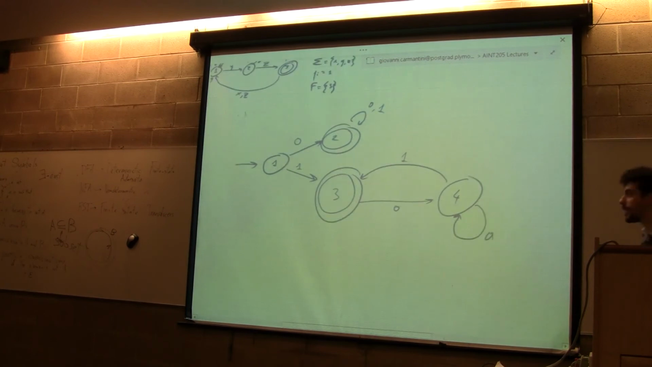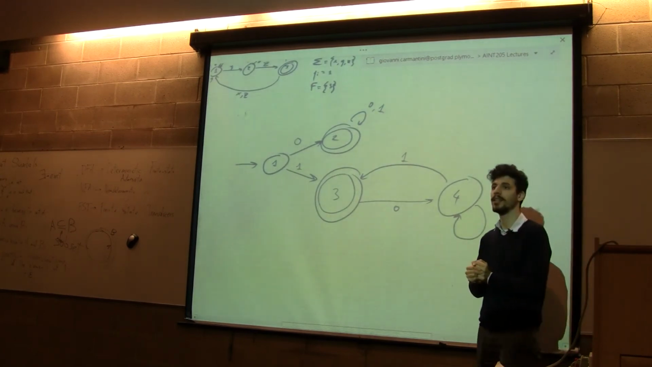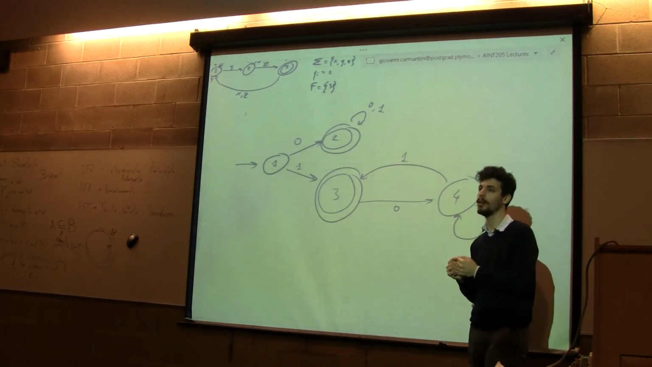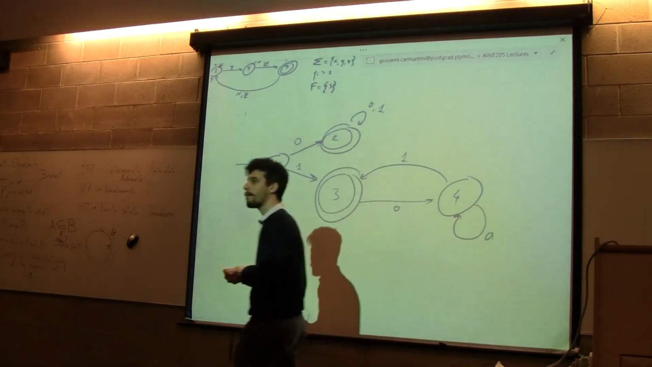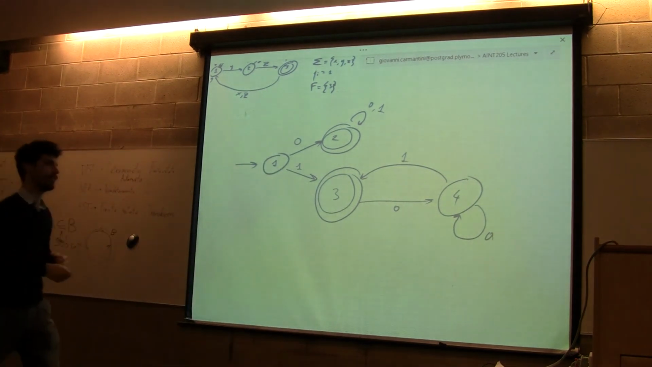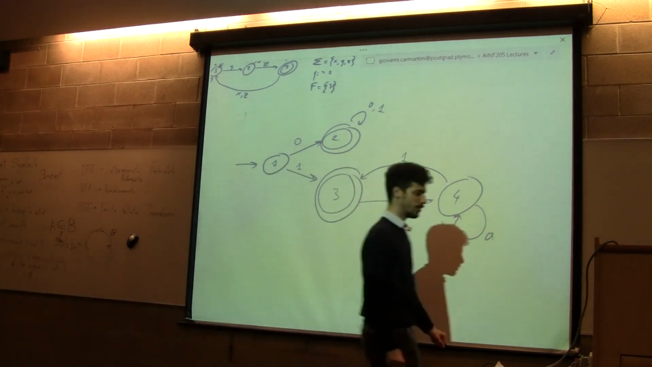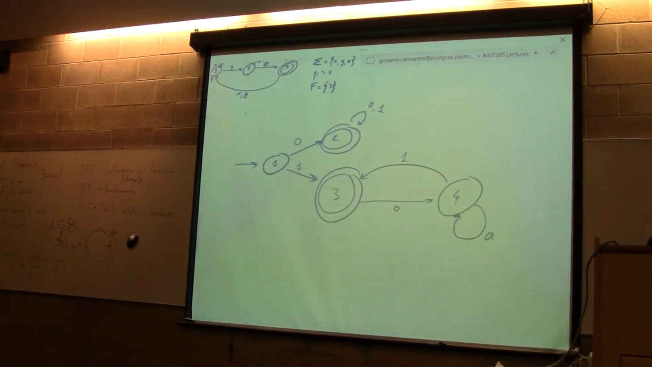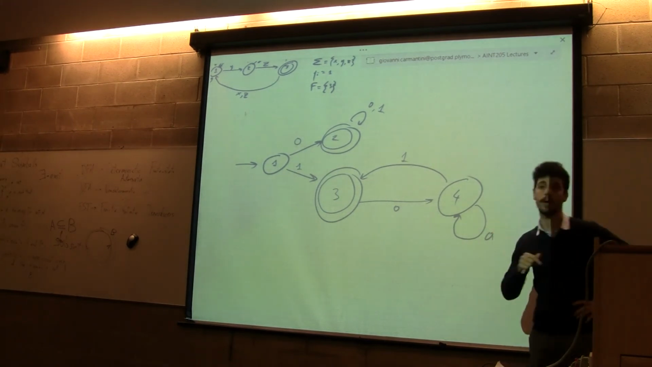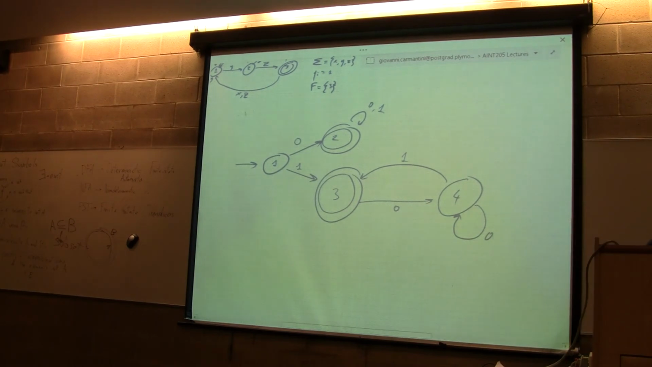So what's our initial state? 1. Exactly. What's our final state? The set of 2 and 3. Exactly. Doesn't 3 need to loop around for adding more 1s? You're absolutely right. Cool. Thank you. Yes. Whatever 1 you add, it will still be ending with 1.